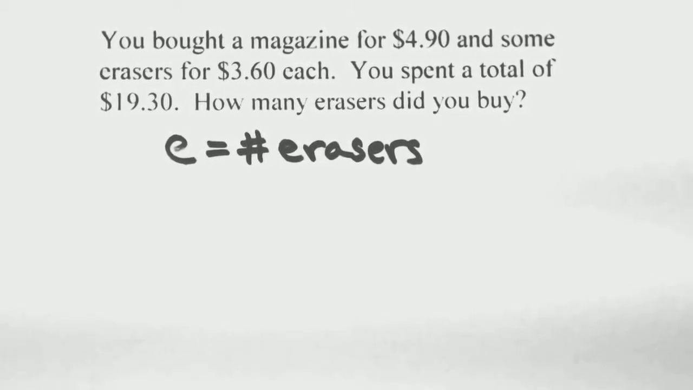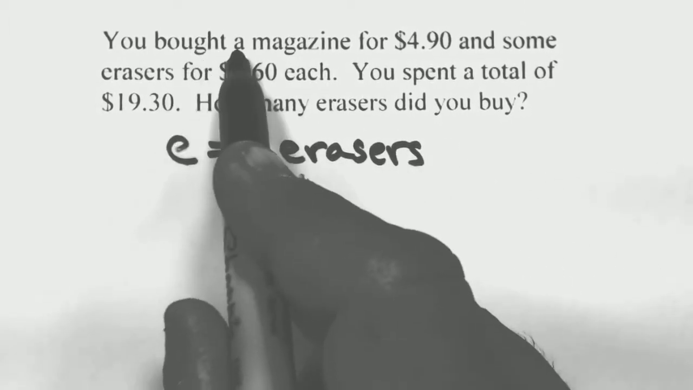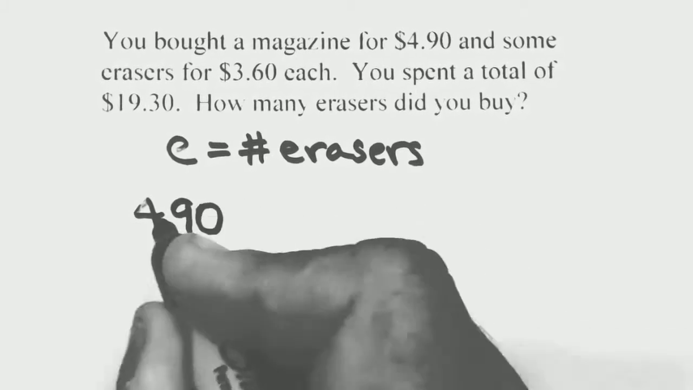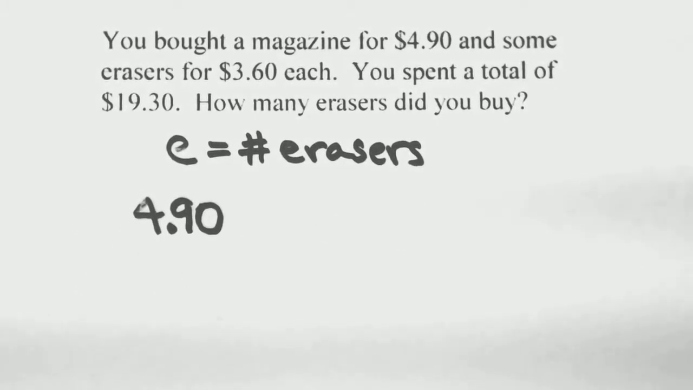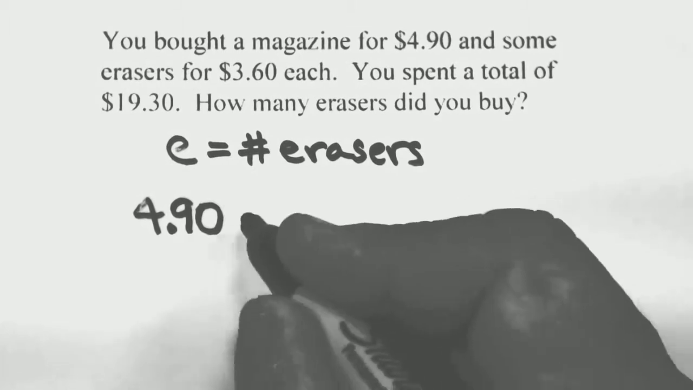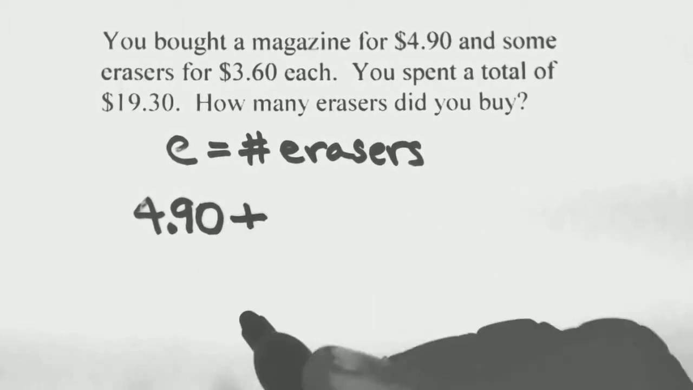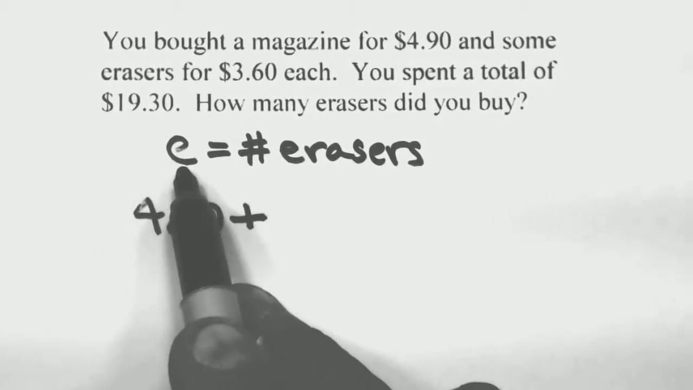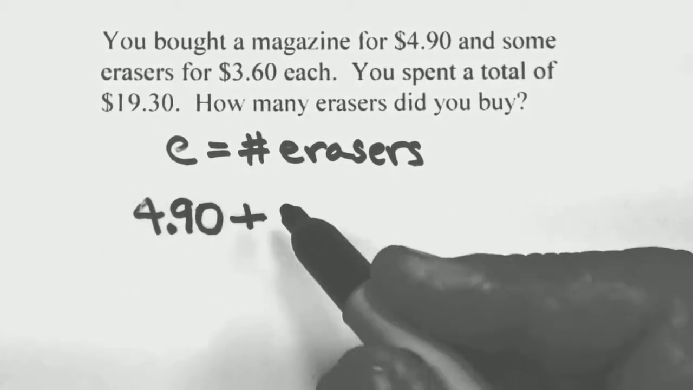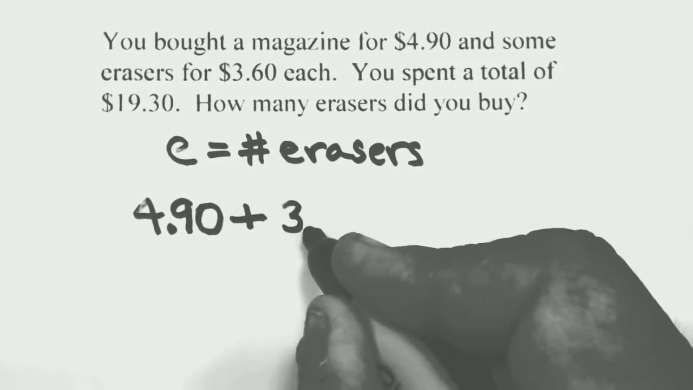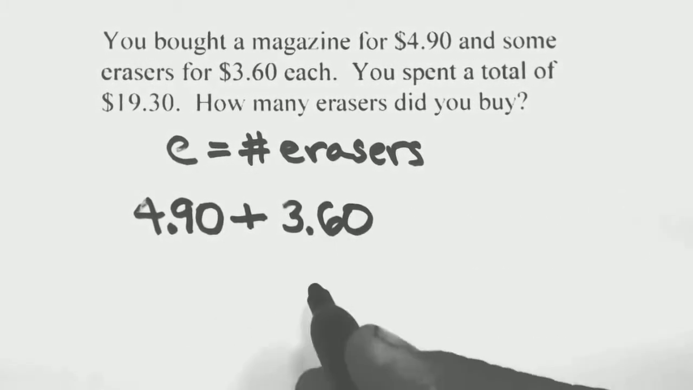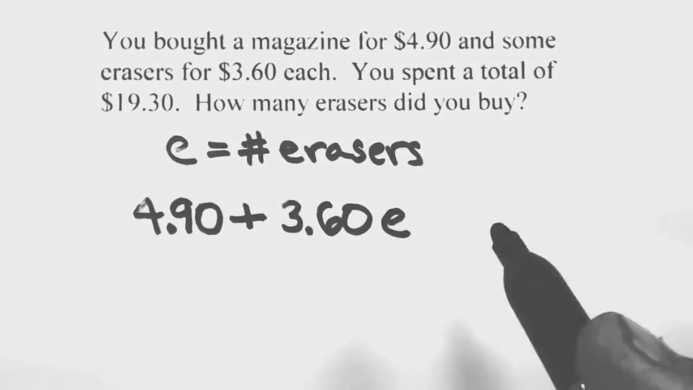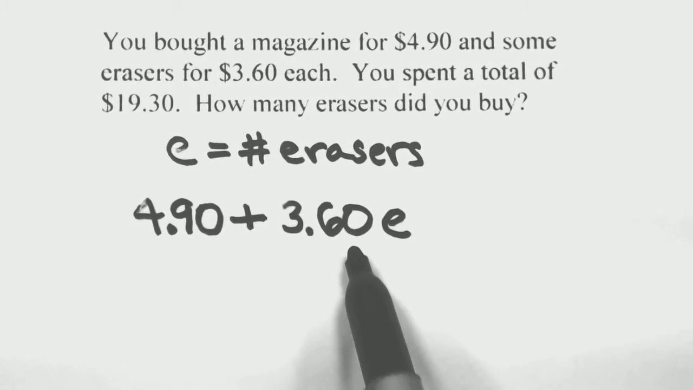Now, let's write down all the stuff that was purchased. A single magazine was bought for $4.90. I'll leave the dollar signs off. We'll put it, of course, in our final answer. And then the additional cost was some erasers. Well, we don't know exactly how many, but that's why we're using the letter E to represent it. We know that each eraser costs $3.60. So if I take 3.60 times E, that will be the cost of the erasers.